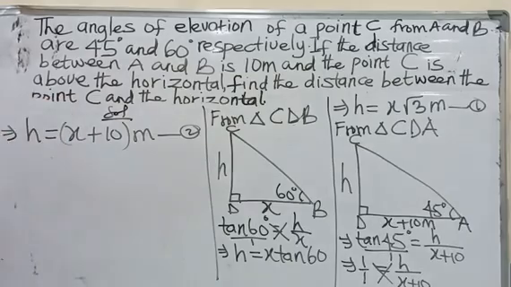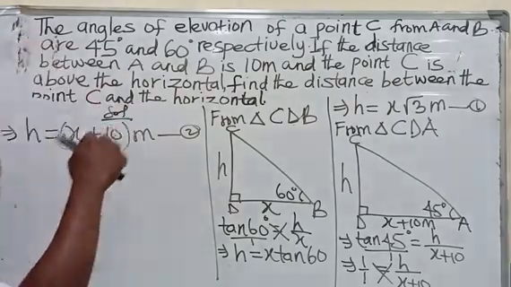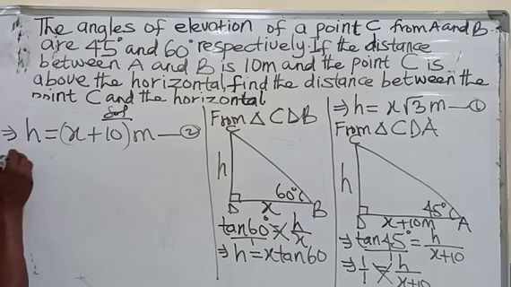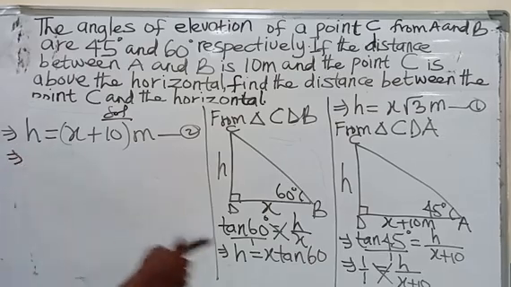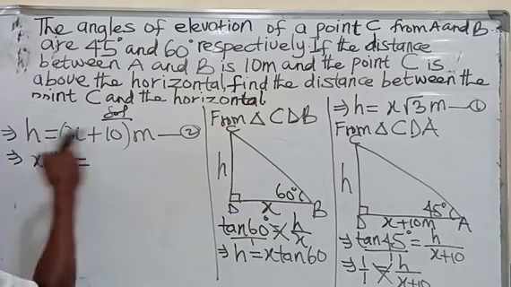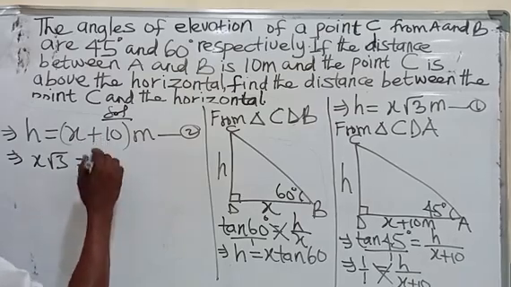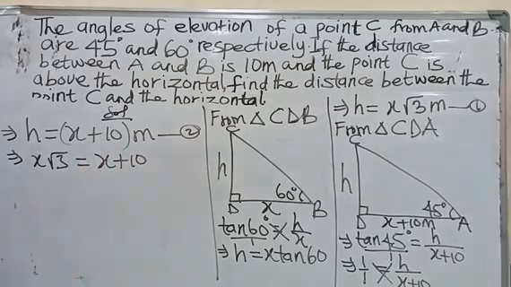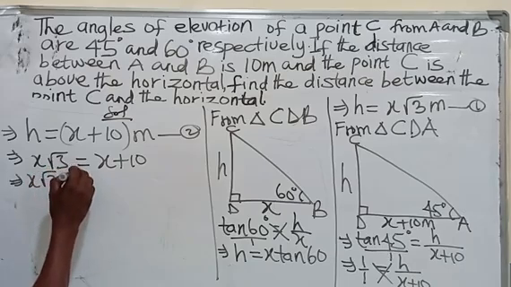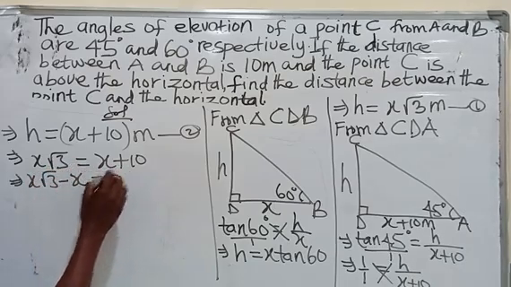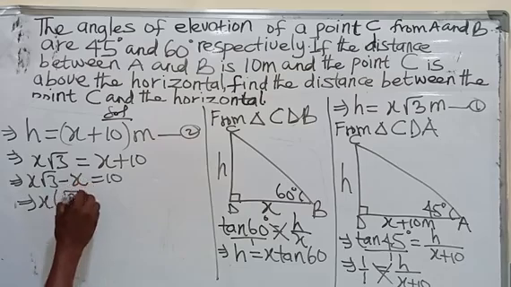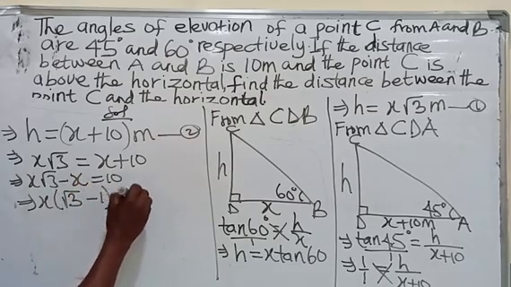So A is looking at the object C at this height, and B saw the object at this what height. But like I said, the building is the same height, which means that the height at which A is seen is the same as B is seen. So this implies that the height of B, which is X root 3, is equal to the height of A, which is X plus 10. Okay, so collect like terms, we have X root 3 minus X. This is equal to 10. This gives us X into bracket root of 3 minus 1 is equal to what? 10.